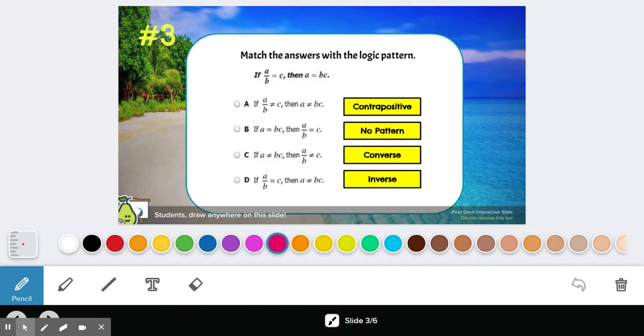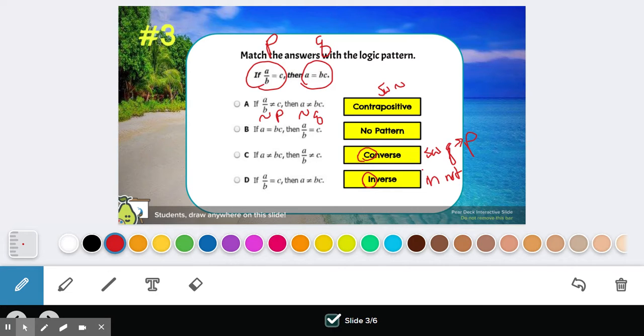So this is my P. This is my Q. So if I keep P, but I negate it, this is not P and not Q. So the contrapositive is switch and negate. Converse is change order. So that's just switch Q to P. And then inverse is insert not. Remember, insert not, change order and not. So inverse not is going to be inverse not.